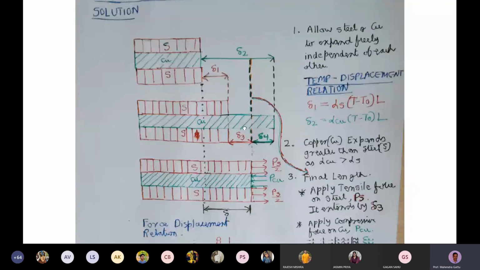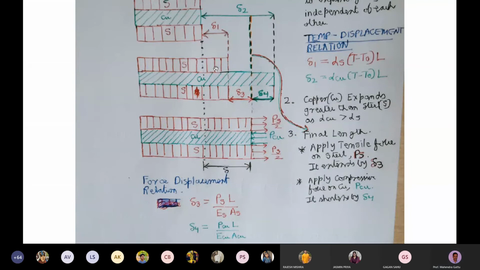freely. However, in reality, there is a contact which is happening between steel and copper. As a result, the copper will not be able to expand this much. There will be some compressive force acting in the copper which will prevent it from expanding. That compressive force will come through this interaction. So this line indicates the final position of this entire system. So the final position, this is the original length, this is the original length, and the final length is L plus delta.